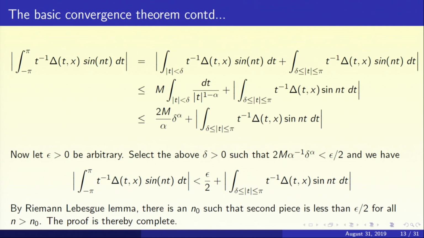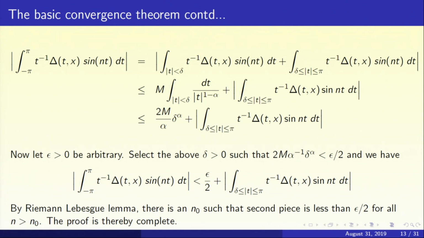So now let us bring in the epsilon. Let epsilon greater than 0 be arbitrary. Select the delta greater than 0 in such a way that 2m by alpha delta to the power alpha is less than epsilon by 2. So the first piece in the middle of the slide gets less than epsilon by 2. And now we have the second piece.